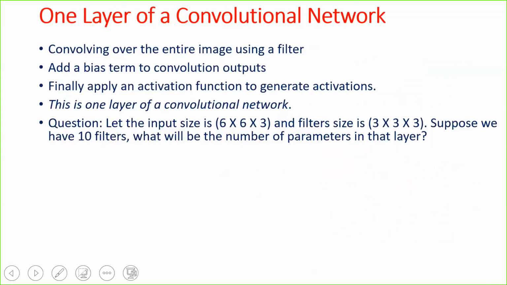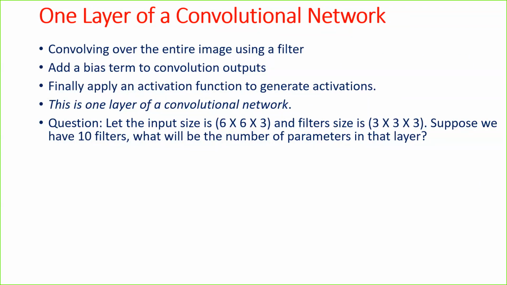Okay. So let us summarize one layer of the convolutional network. We are convolving over the entire image using the filter, and then we add a bias term. This was missing in the process that we have implemented so far, so we actually add a bias term also after convolution. So: convolve over the entire image using a filter, add a bias term to the convolution outputs, and finally apply the activation function to generate the activation. This is one layer of the convolutional network.